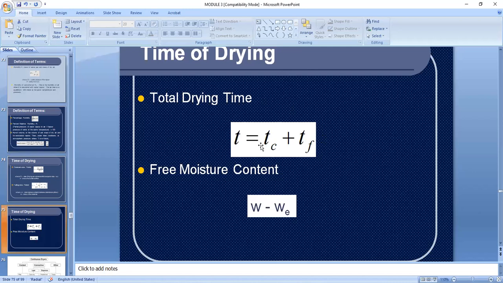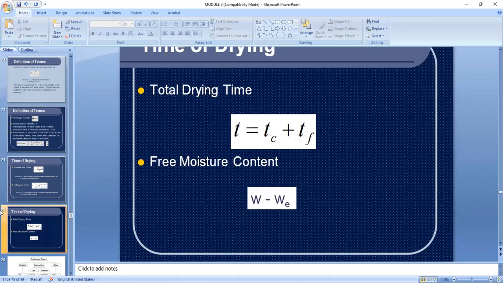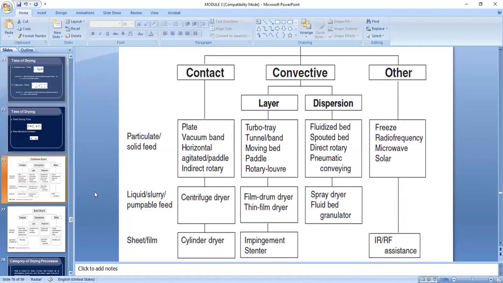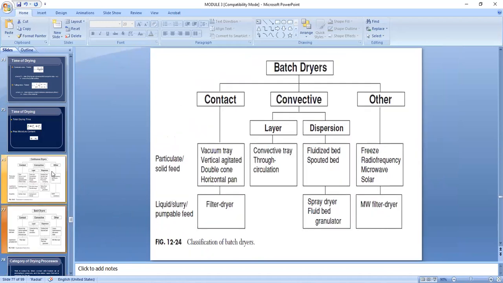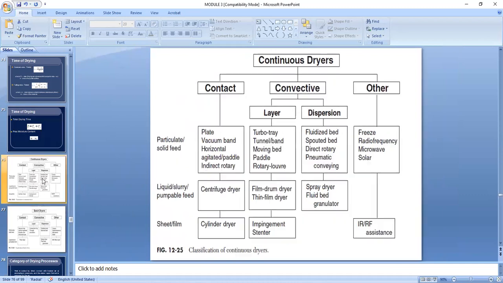And if we are asked for the free moisture content, that would be the moisture content or the total moisture content at time t minus the equilibrium moisture content here, the W sub E or omega sub E. Now, in terms of how we classify dryers, dryers can either be continuous or operating in batch. So there are two broad classifications of dryers, and further in each of the classifications, we can have contact dryers under continuous dryers, convective dryers, or other forms of drying processes.